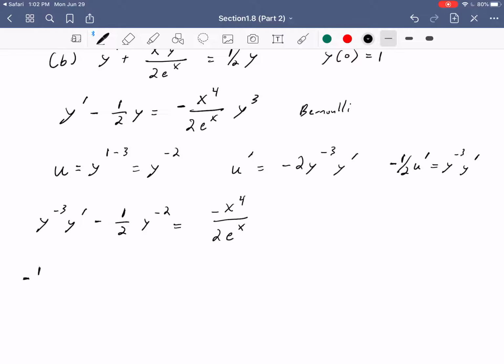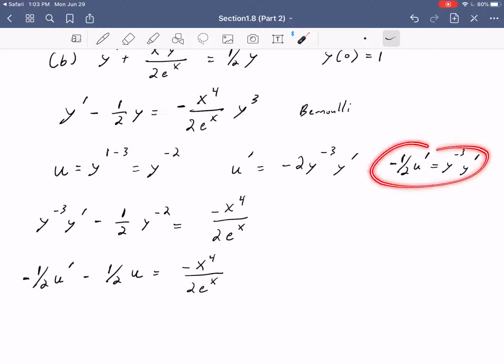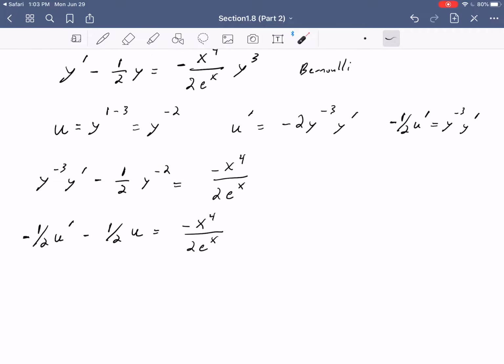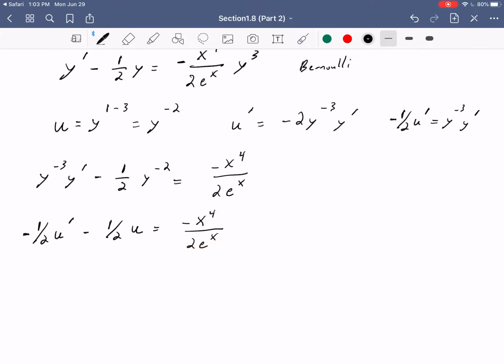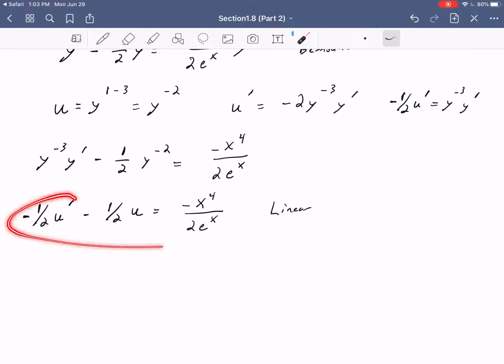So that's going to be minus 1/2 u prime minus 1/2 u is equal to minus x to the fourth over 2e to the x. So that's just plugging in this substitution for this. And of course, our u is y to the minus 2, so we just plug it in right there. All right, now this is indeed linear. We can put it into standard form by multiplying by -2.